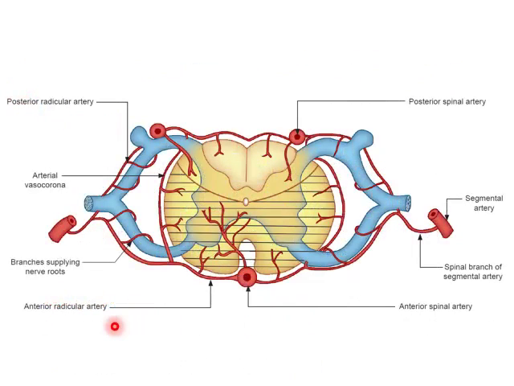This is once again a picture for the spinal segment. This is the spinal nerve. This is the dorsal root. This is the ventral root. This is the motor one, and this is the sensory one. This is the dorsal root ganglion. As you see, we are seeing the main arteries supplying the spinal cord.